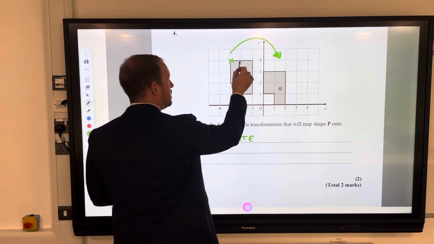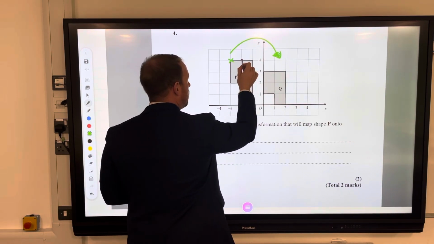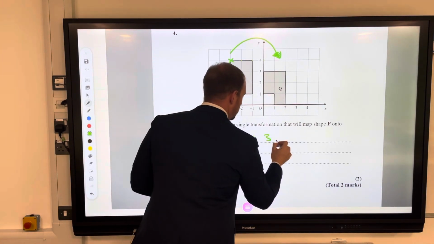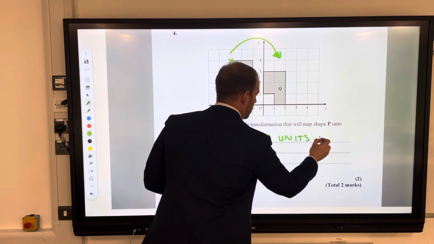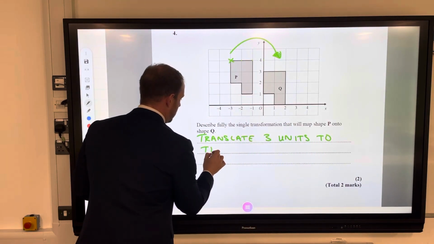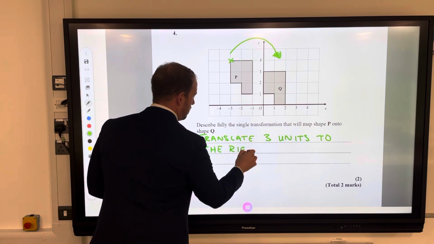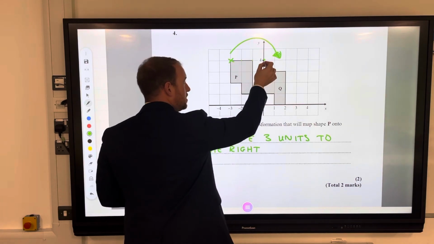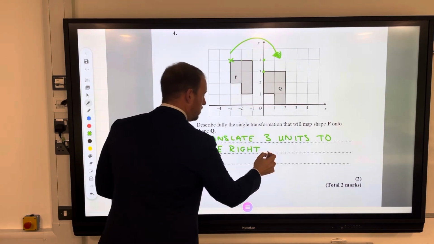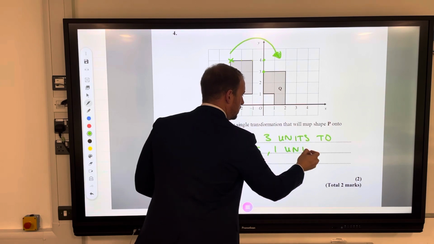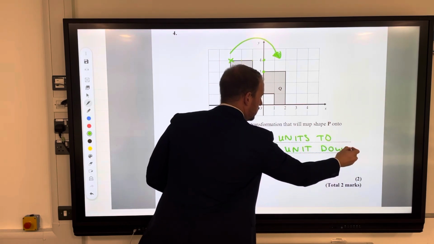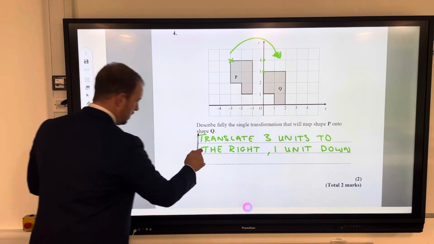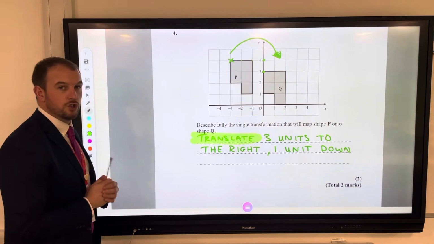So we translate, remember across first, 1, 2, 3 units to the right. So 3 units to the right. So if I'm now here, you can see I now need to move 1 unit down. So then 1 unit down. Key word to use though is that with the translate.